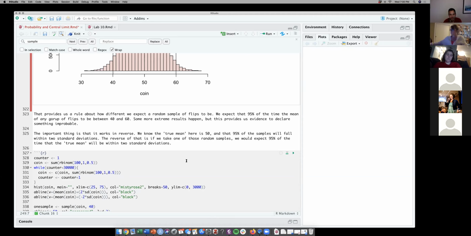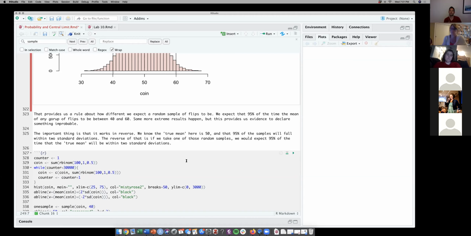And so the important concept there is this idea of a true mean. We know that the true mean for a coin flip is 50, that the mean for the population of all coins flipped in all times is 50. And so because we know that true mean, we know that 95% of the samples will fall within 2 standard deviations. But it becomes important because we're generally not flipping a coin, we're not getting 30,000 separate samples of the population to understand the country's income.